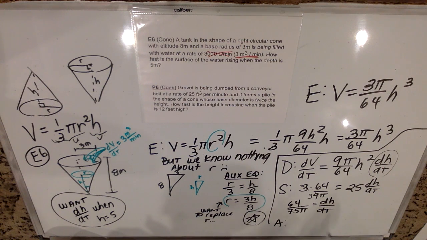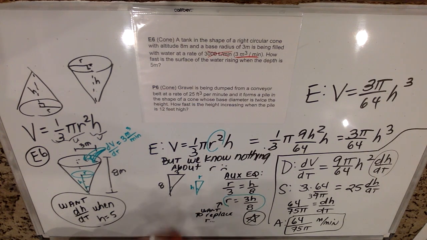When I answer the question, height would be measured in whatever the linear units of length are here, which in this case is meters, and time was minutes. So I'm going to get 64 over 75 pi, note the pi is on the bottom, meters per minute, and that's my answer. So again, you need that auxiliary equation.